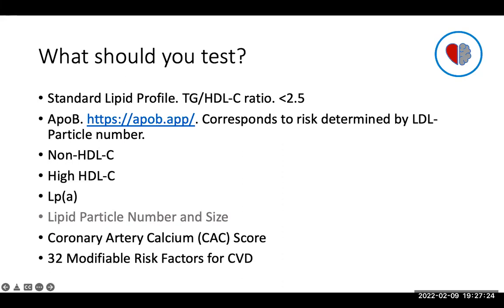The only thing is, and I have not had an opportunity to ask him, he looks at a triglyceride level of 133, not 150, but not 120 either. But that is an important thing to remember. So the ApoB will correspond to risk determined by an LDL particle number. And I will briefly talk about particle number and size, because the test is not available in India. I don't want to spend a lot of time on that.